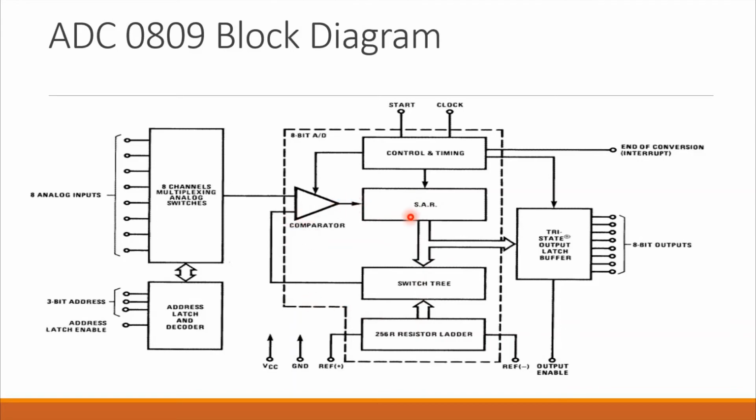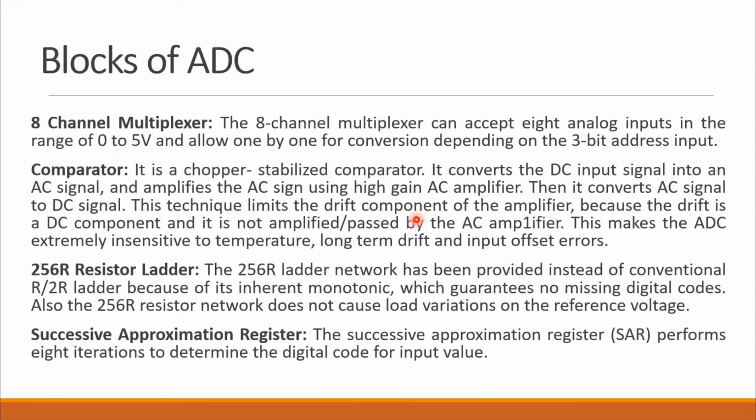Okay. So once it is done, it will inform through the end of conversion signal that the conversion has been done. Then the microcontroller will give you the output enable pin, and then data will be sent to the microcontroller. So don't worry if you did not understand this successive approximation, we'll discuss it. Here I have given you the theoretical description of that block diagram.